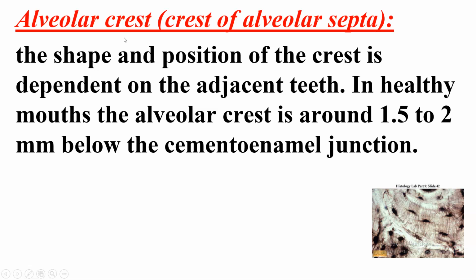Alveolar crest. The shape and position of the alveolar crest depend on the adjacent teeth. In a healthy mouth, the alveolar crest is around 1.5 to 2 mm below the cementoenamel junction. This means the distance between the alveolar crest and the cementoenamel junction in a healthy mouth does not exceed 2 mm, 1.5 to 2 mm.